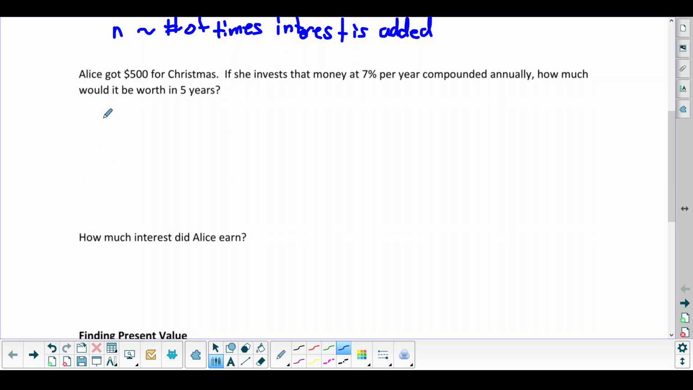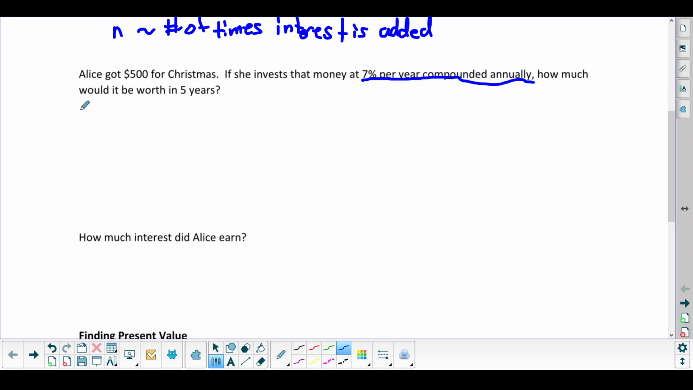Okay, so Alice got $500 for Christmas. If she invests that money at 7% per year, compounded annually, that's important, I'm going to underline that, how much would it be worth in 5 years? For right now, all our questions are going to say compounded annually, which means interest is calculated at the end of each year. So 7%.